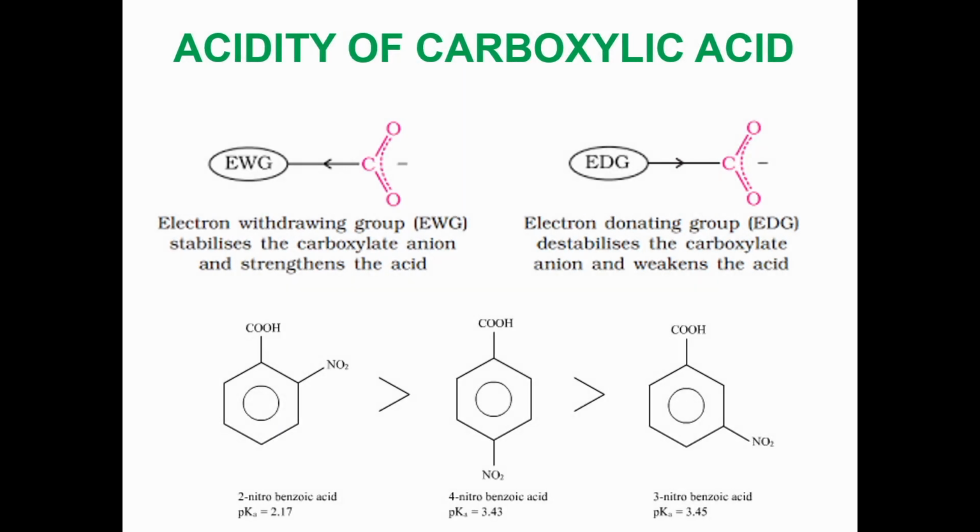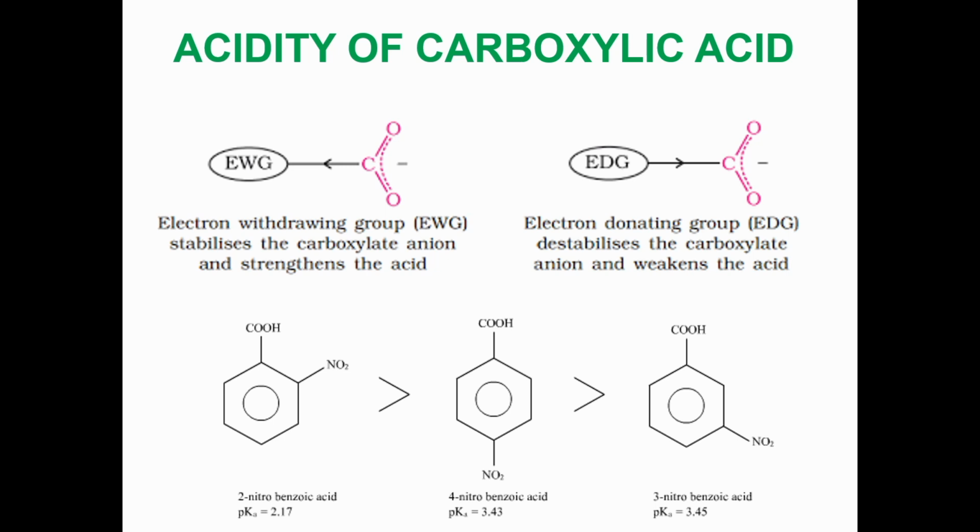About the effect of electron withdrawing group on carboxylic acid. An electron withdrawing group is going to stabilize the carboxylate ion. Remember, the carboxylate ion is full of negative charges, which is electron rich. So when you withdraw, it becomes more stable, hence making the acid stronger. But when you donate, when there is excess negative charge, you're going to destabilize the carboxylate ion, making the acid weak.